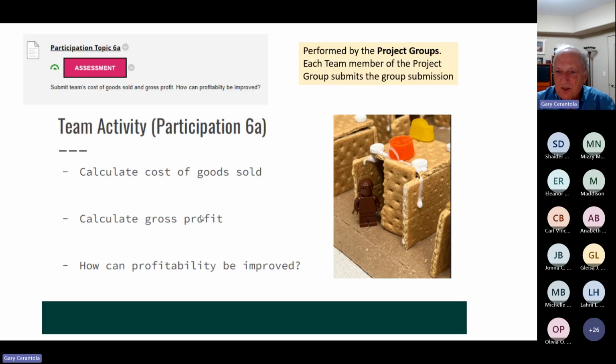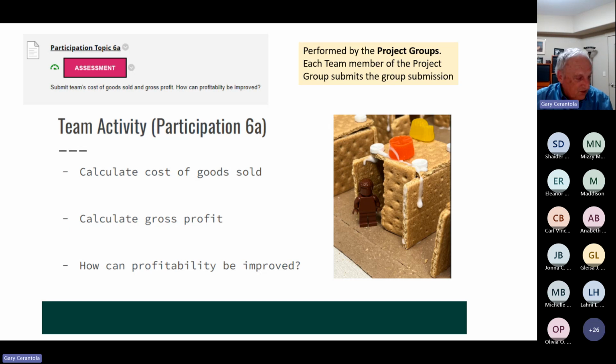Okay, so here it is. There's your topic 6A. These are the deliverables. So you should look for these kinds of slides in all the topic slide decks to know what you have to do for a team activity. You're going to calculate your cost of goods, you're going to calculate the gross profit, and how profitability can be improved. You're going to do this for a gingerbread house, and you have to make some assumptions.